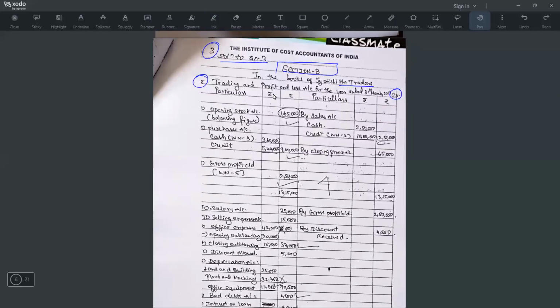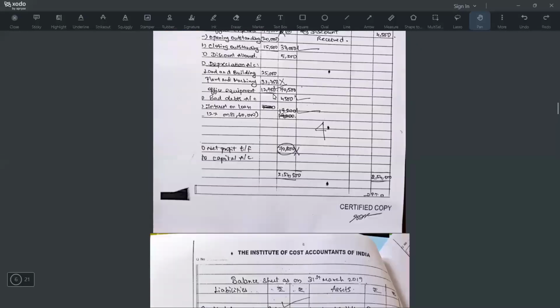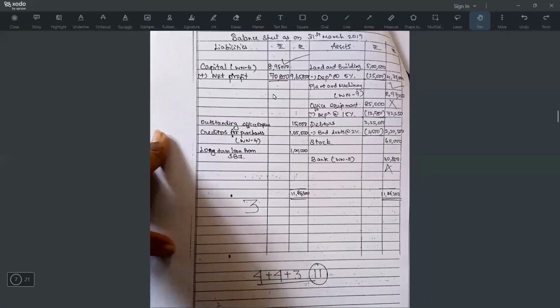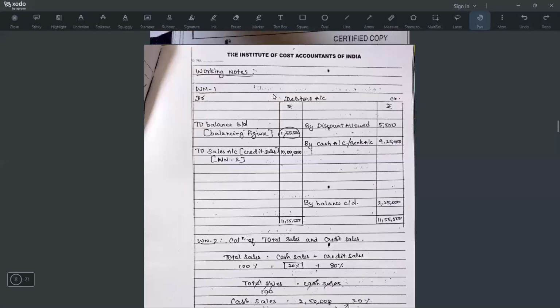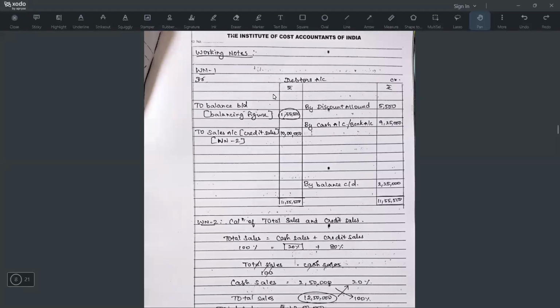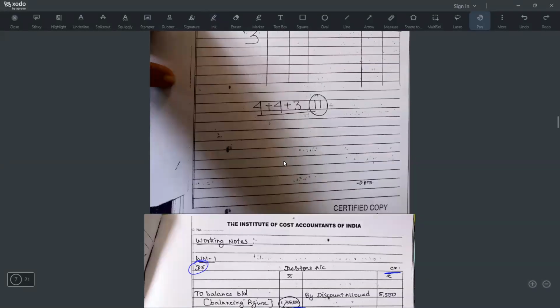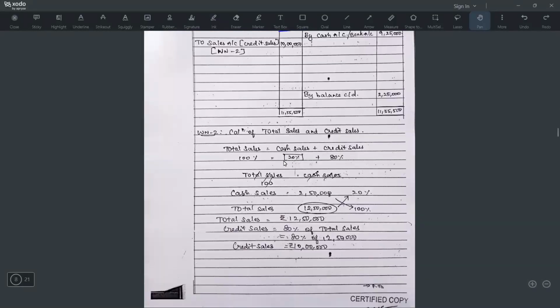Based on the question, trading would be for 10 to 12 lines and the P&L account is for the remaining page. Okay, and then the balance sheet part. For the balance sheet, you are going to leave the entire space. And then you will start with working notes. Again, I will start with the format, working note 1, debit and credit. I will find my debtors balance and immediately I will go and write debtors. Okay, and along with this, working note 2 also I will do.